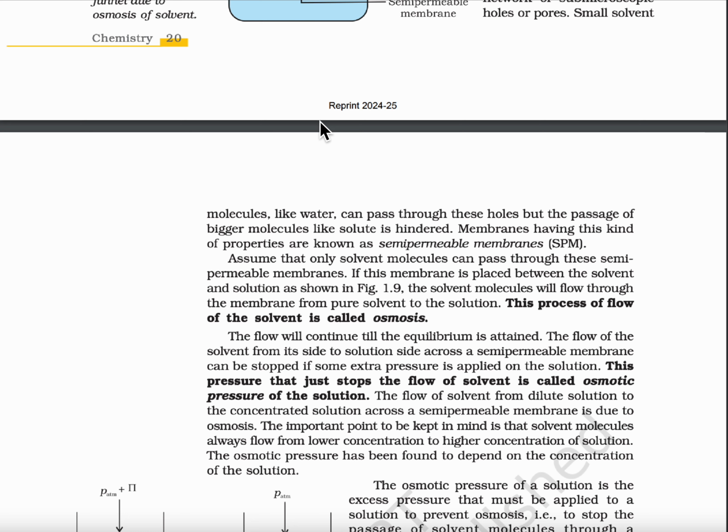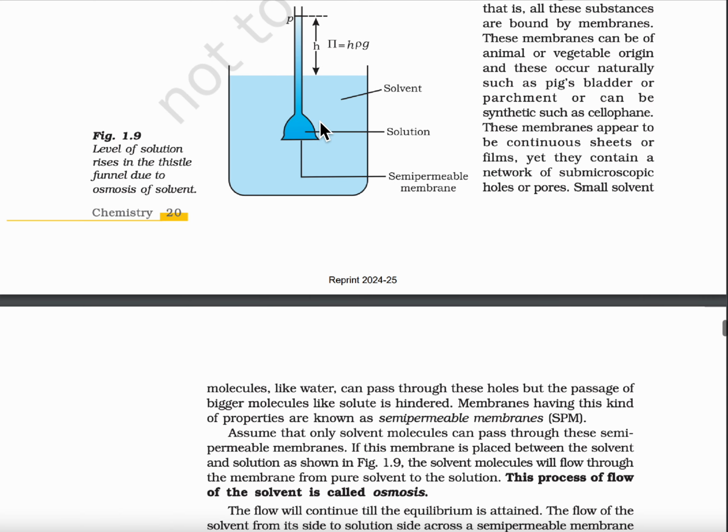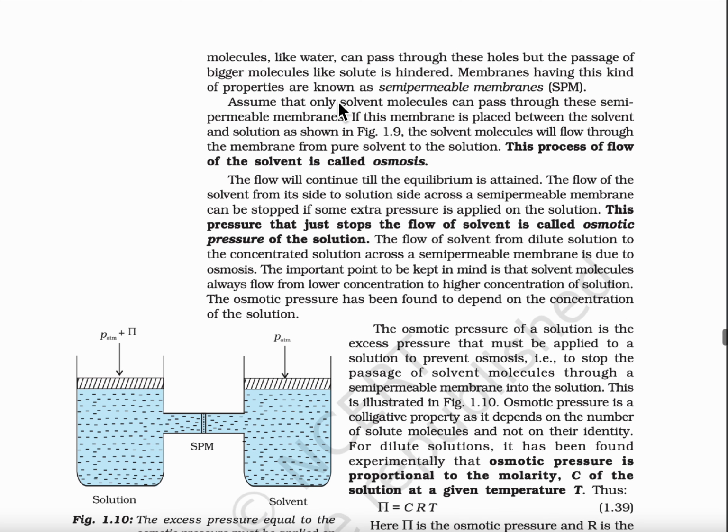The flow of solvent from its side, the solvent space, to the solution side across a semi-permeable membrane can be stopped if some extra pressure is applied on the solution. Now the flow of solvent from the solvent side to the solution is natural through the semi-permeable membrane. If you want to stop that, then we need to apply a pressure on the solution side in order to stop the solvent from flowing from the solvent side to the solution.